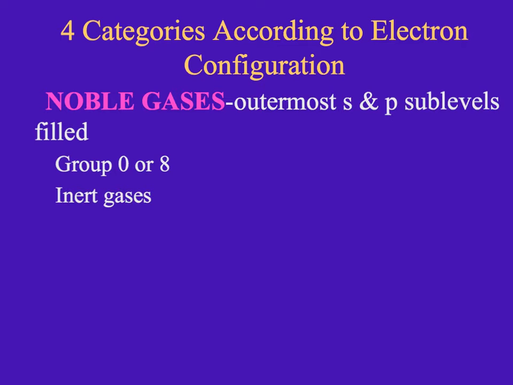Now, there are four categories that we can organize the periodic table into based on their electron configurations. The first category, category number one, is your noble gases. If you remember, your noble gases are on the right-hand side of the periodic table. They are the very last group, right? So we call that group 0 or group 8.